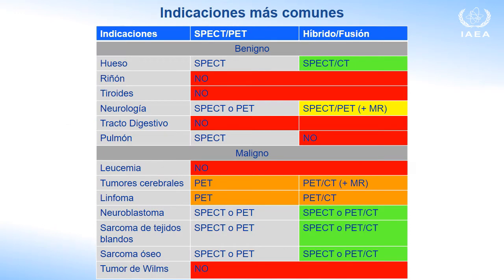The most common indication of SPECT or PET, if you look at this table, are essentially, in benign cases, the bone lesion, somewhere neurologic, especially in case of MR, but also eventually SPECT CT. What are more important in malignant cases are neuroblastoma, bone sarcoma, and soft tissue sarcoma. In this case, SPECT or PET CT are really very important.